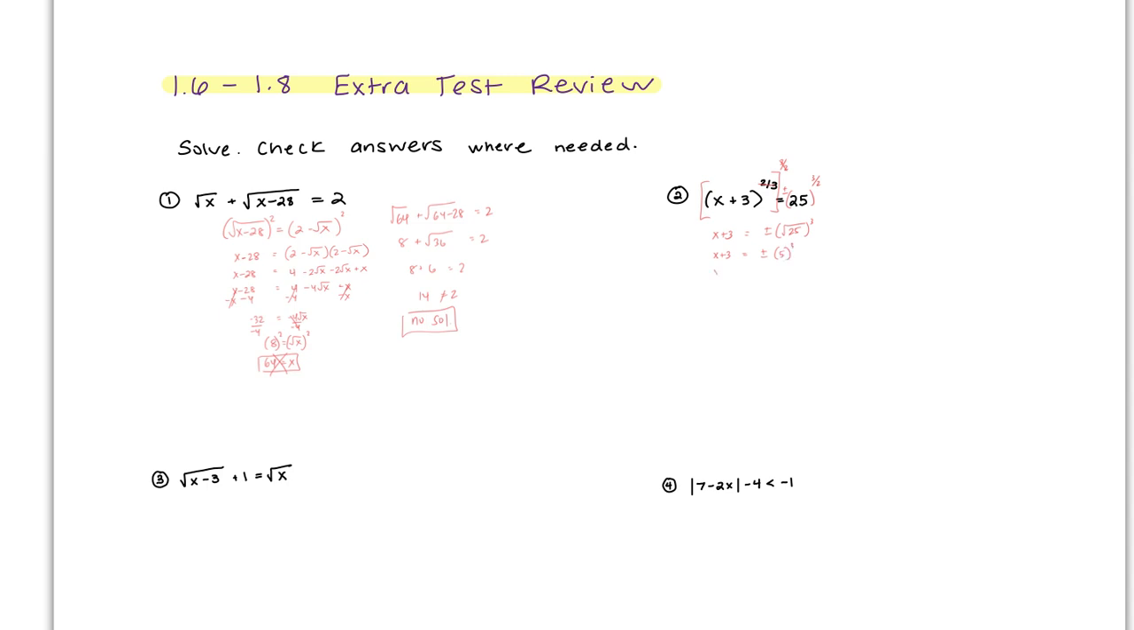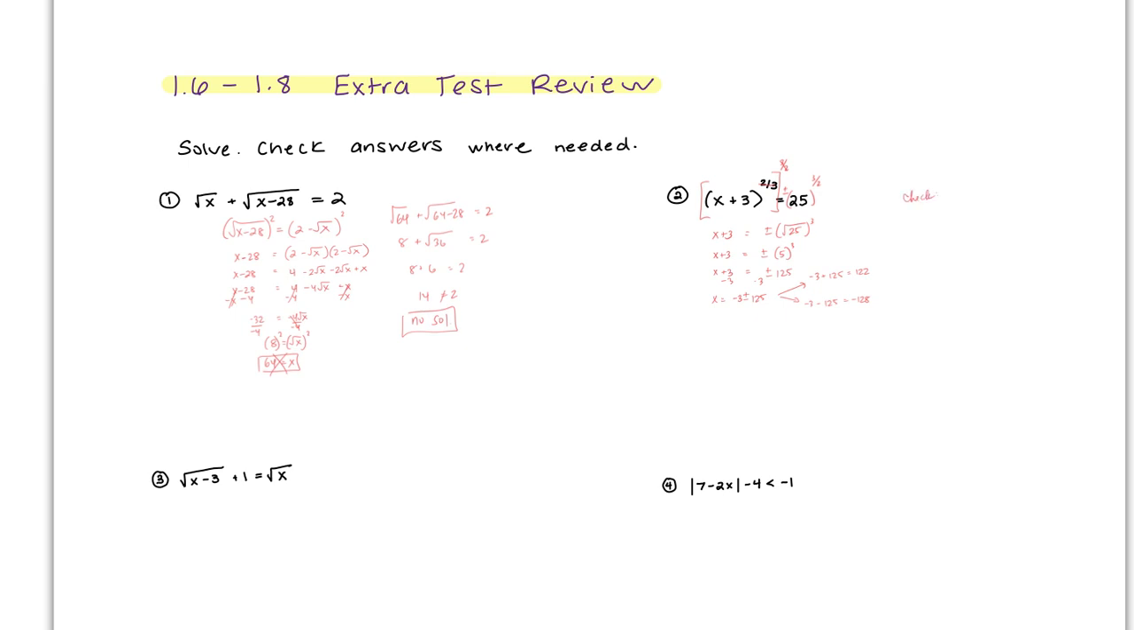And it's positive or negative 5 cubed, so x plus 3 equals plus minus 125, and then I subtract 3 from both sides. So what I'm going to get is x equals negative 3 plus or minus 125. So negative 3 plus 125 is 122, and negative 3 minus 125 is minus 128. And so I have 2 solutions here, and I do in fact need to check them to see if they work. So when I come over to the checking part here, I'm going to check.